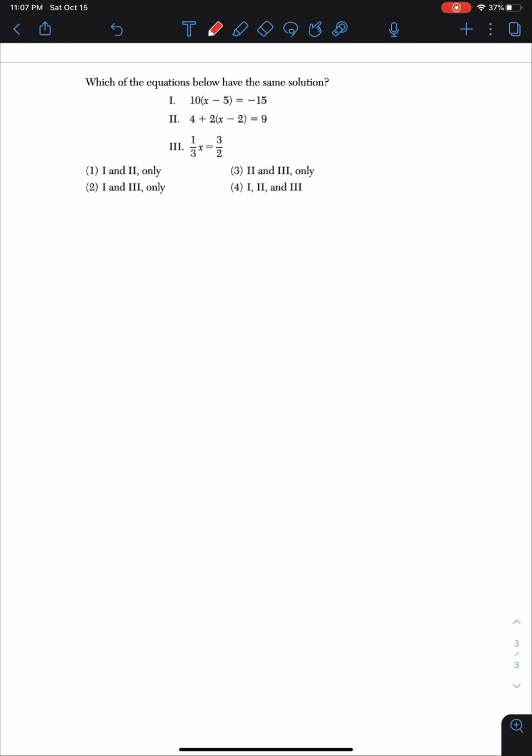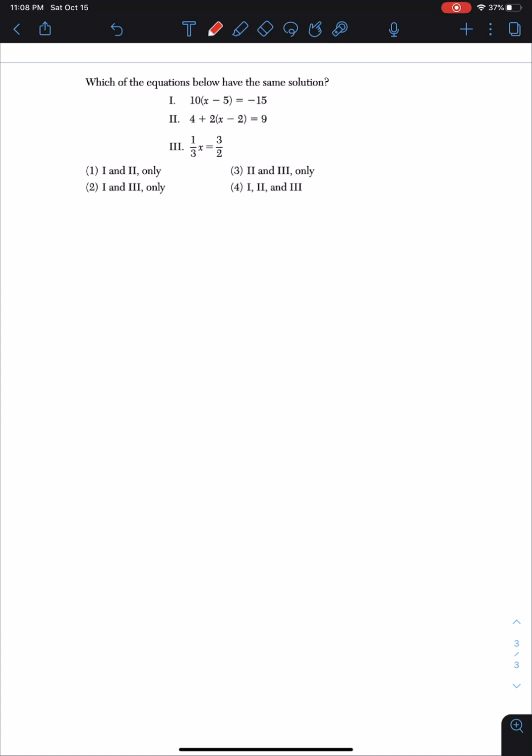This Regents question below is often asked frequently, where it will give you 3 options and you have to choose how many of them either hold true or don't hold true. So which of the equations below have the same solution? And then it provides 3 equations. So we actually need to go through and solve for all 3 equations.